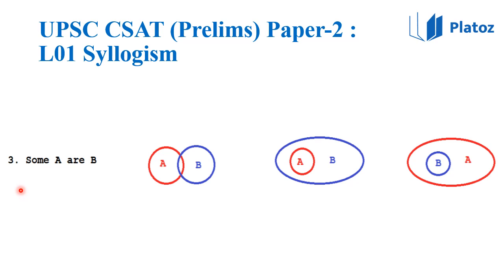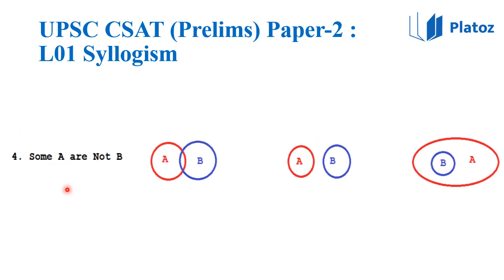Now, in the third case, some A are B can be represented in all these three ways. Some of the elements of A and B are intersecting, and here also some A are B in the sense all of the elements of A are falling within B, and here some A are B in this region, some of the elements of A are B.